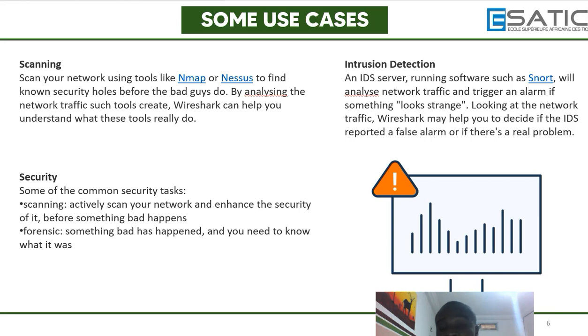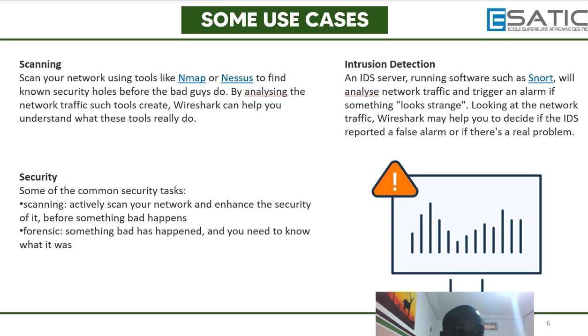And for intrusion detection, for example, you can have some software such as an IDS, an intrusion detection system. So the IDS will trigger an alarm and tell you that something bad is going on in the network. But with Wireshark, you can check and see if it's a good or bad alarm. So those are some use cases of Wireshark.